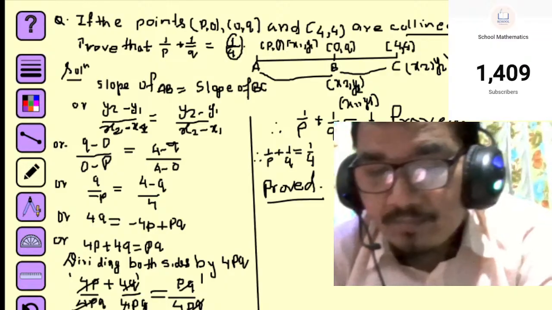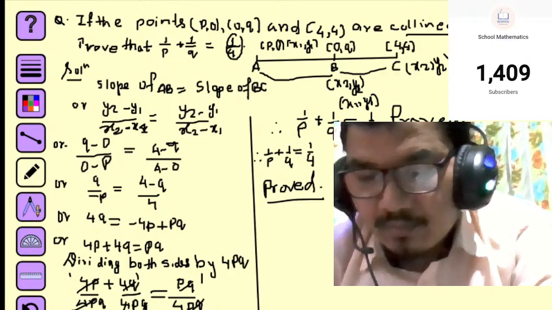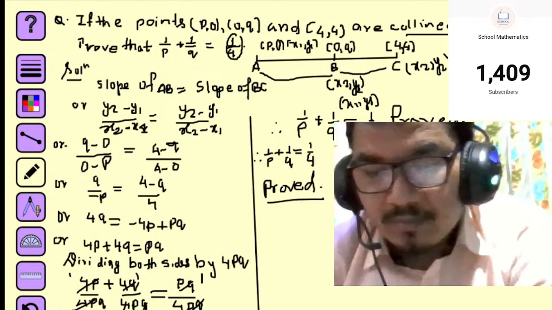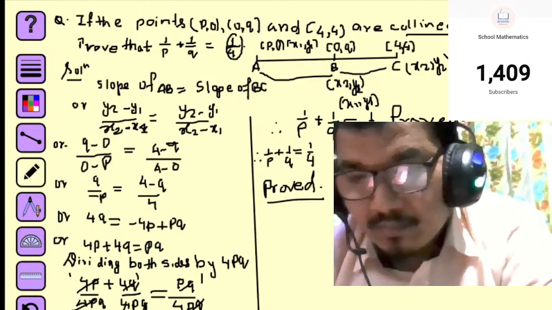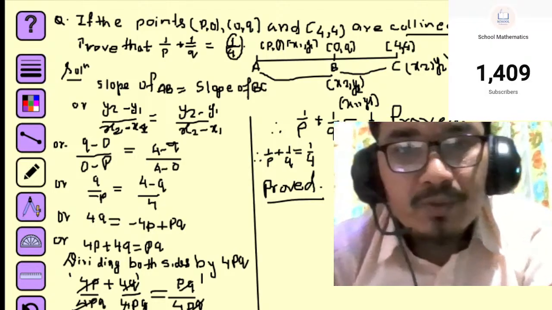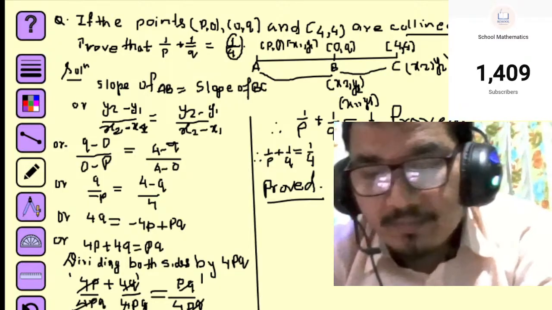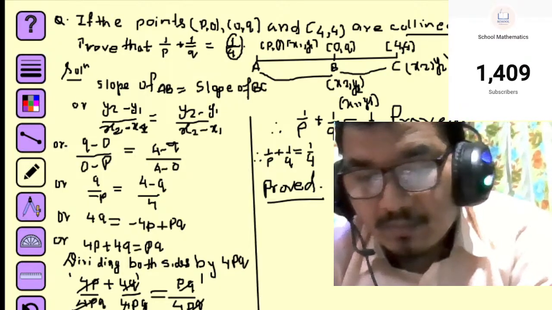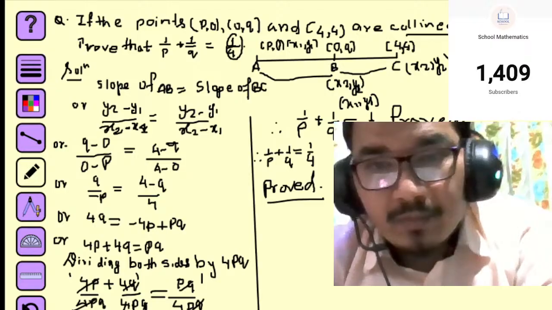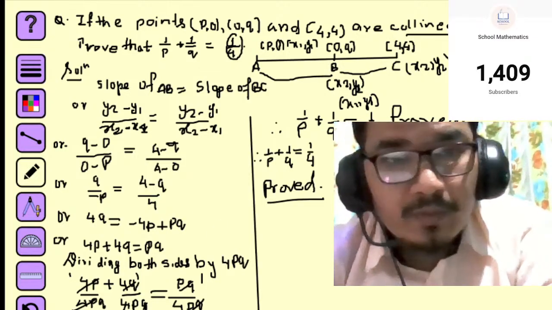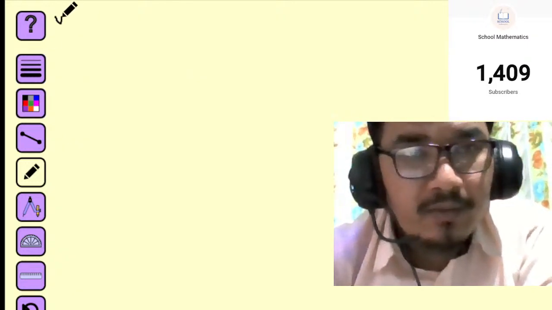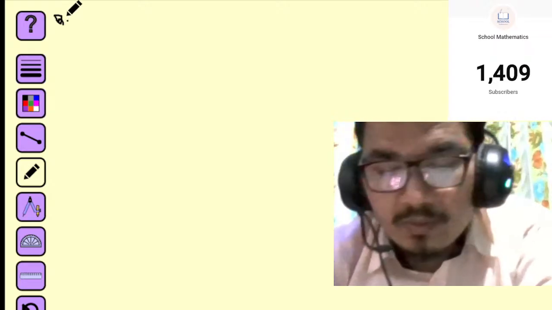Similarly, look, I am going to show you the next similar question, in which it is given. I'm clearing this. It's clear, and the question is like this here.